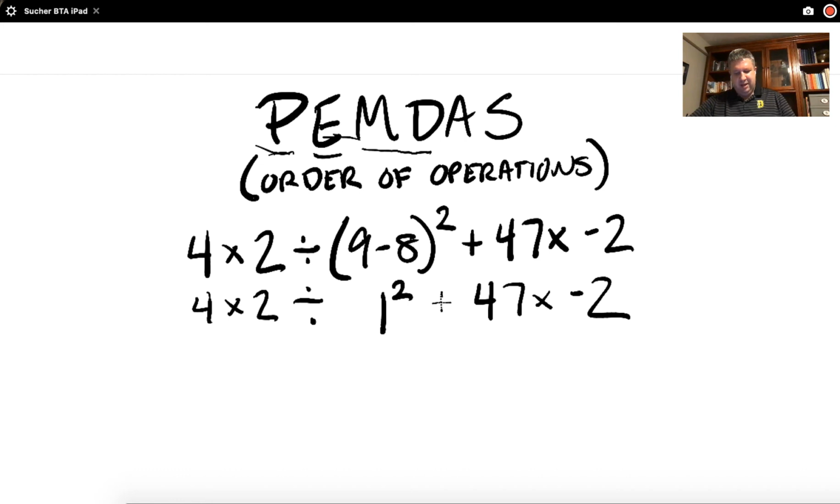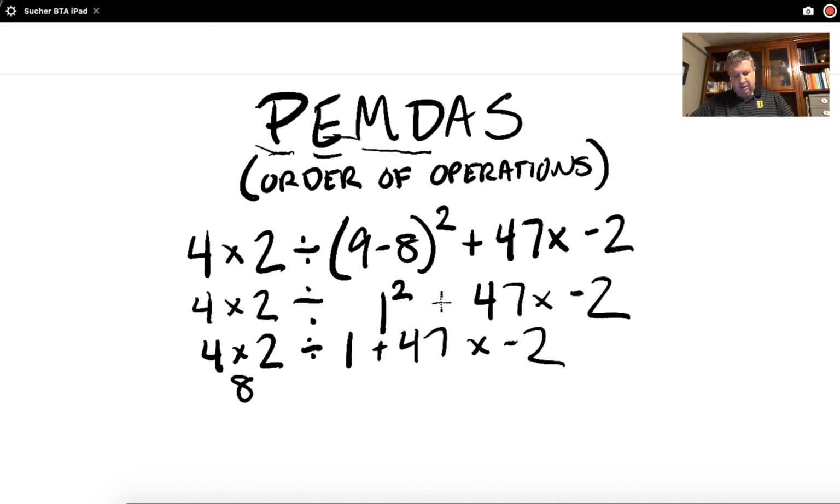Next in PEMDAS is the exponent. So I'm going to square the 1. So 1 times 1 is 1. That's easy. I like that kind of math. Divided by 1 plus 47 times a negative 2. Then we do multiplication and division. So I have a multiplication and division right next to each other here. So I work from left to right. So 4 times 2 is 8. Is 8 divided by 1 plus 47 times negative 2. 8 divided by 1 is 8 plus 47 times negative 2.